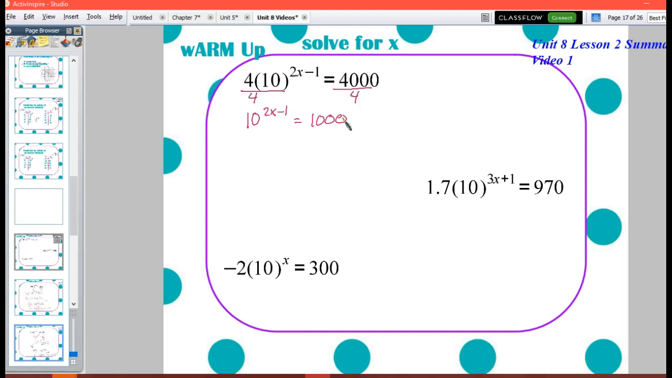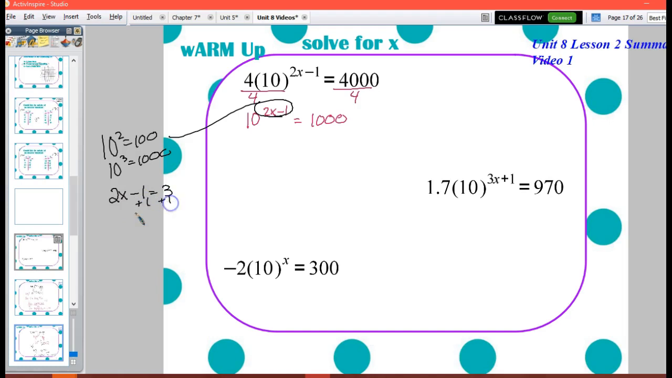Now right here, from our math experiences and maybe a little bit of your review in class, we know that 10 squared is 100, or 10 to the third is 1,000. So thinking of that, if we know 10 to some power needs to be 1,000, we know this power right here needs to be 3. So we could just solve that. 2x minus 1 better be 3.